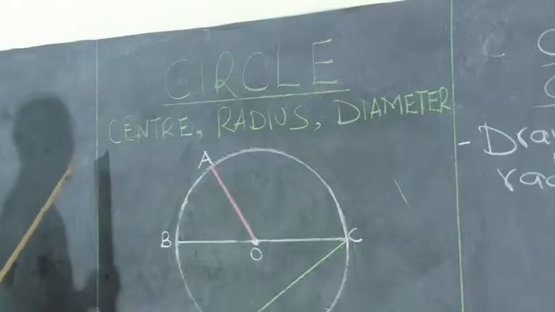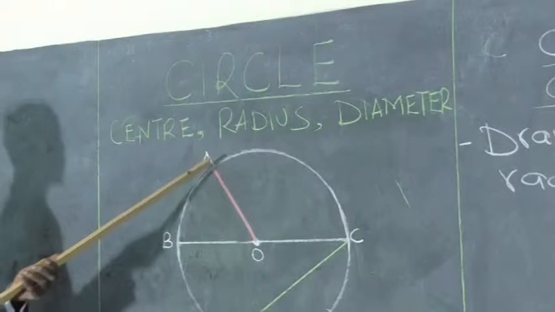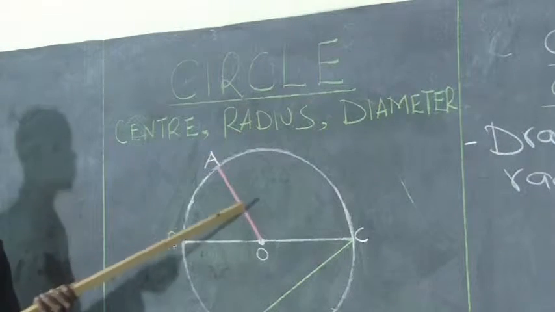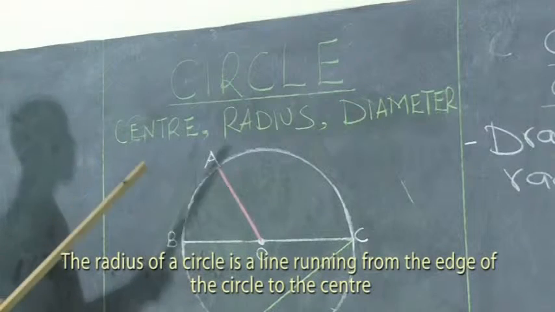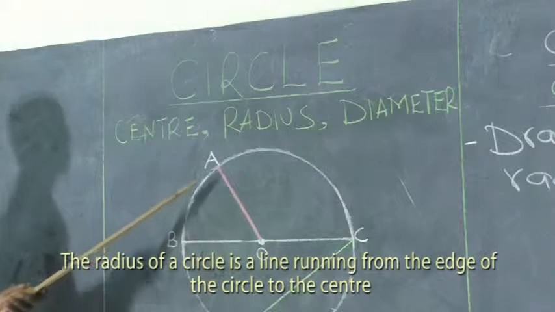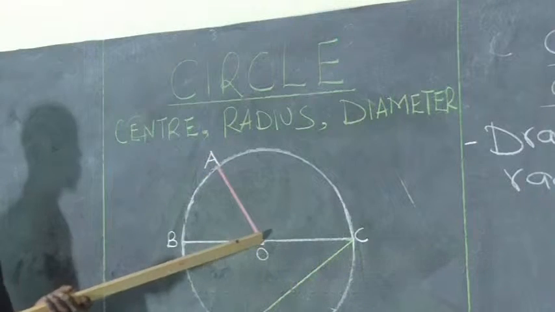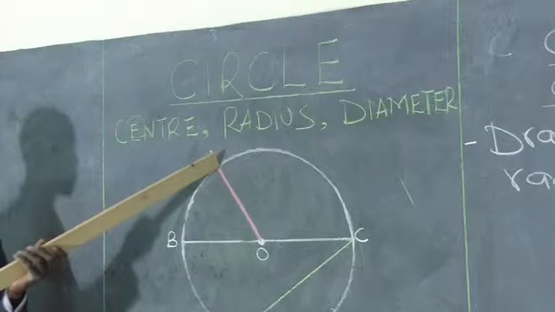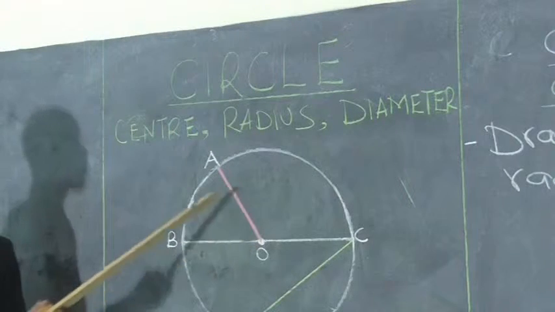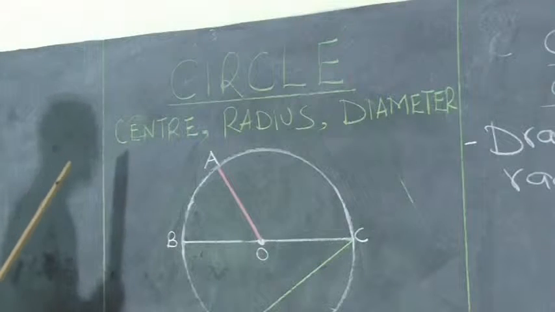Radius, as you can remember, I said is a line that runs from the edge of the circle to the center of the circle. So if you can remember what we learned last time, we said that line AO, since it runs from the edge of the circle to the center of the circle, we refer to it as the radius of that circle.